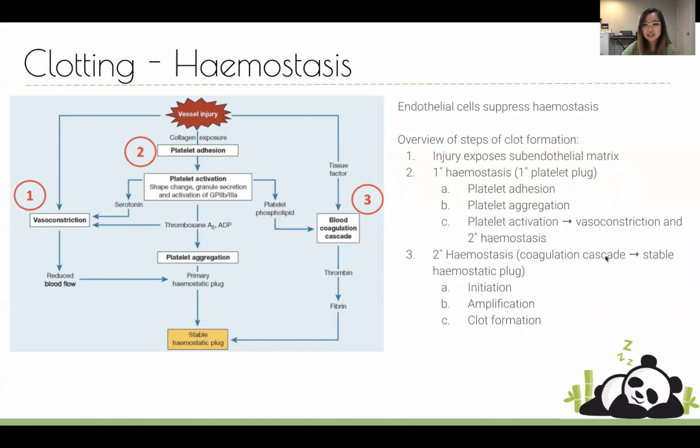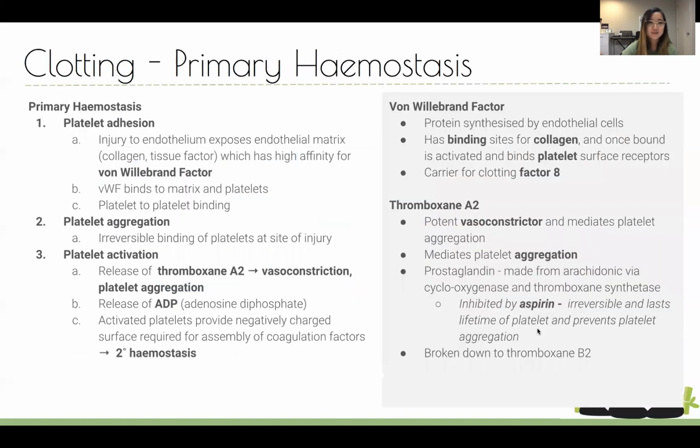And that's your coagulation cascade. And that will eventually form your stable hemostatic plug. So that's your big clot. And that happens via initiation, amplification, and clot formation. So we'll go into a bit more detail now.